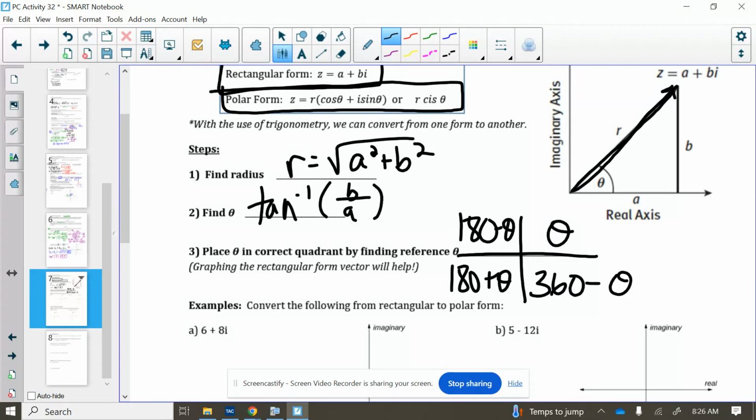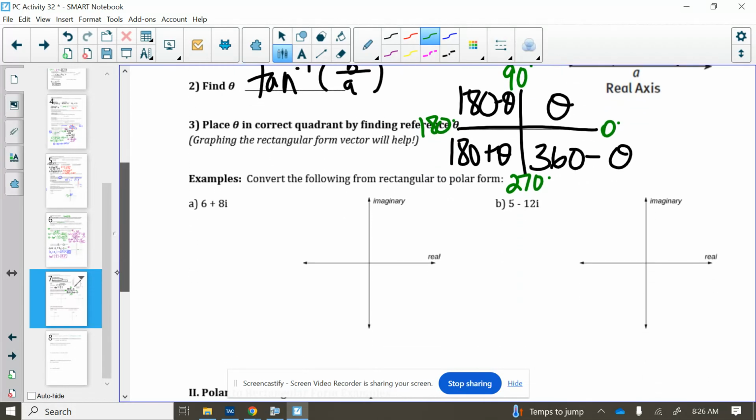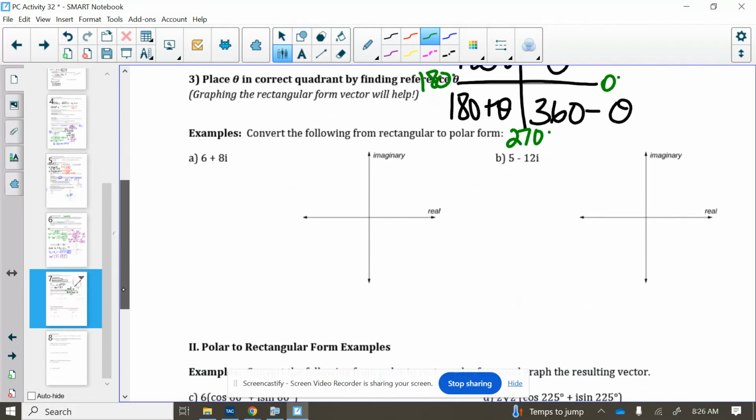We also want to take special consideration in case we are on an axis what we would be pointing towards for our theta, because we've talked a lot about our calculators and how they may or may not represent that. So graphing it or thinking about where it would be pointing is often very helpful.